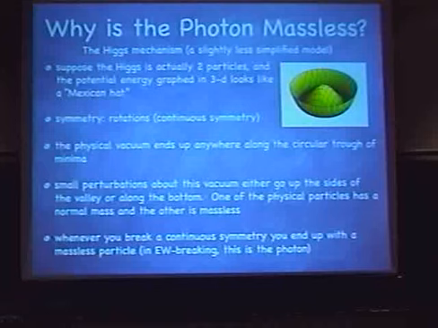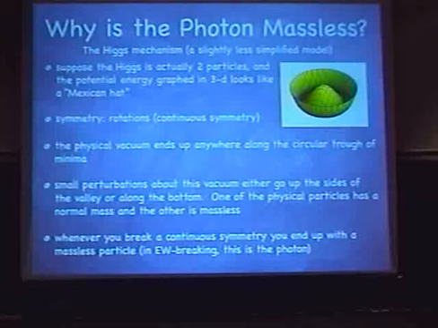Now, one question, when I've taught this material before, I get an immediate question, and that is, then why is the photon massless? If all of these particles that interact with the Higgs field pick up masses, well, you've got these electroweak mediators, and obviously they have to interact with the Higgs field, because otherwise, what are we talking about? How does the photon wind up staying massless?